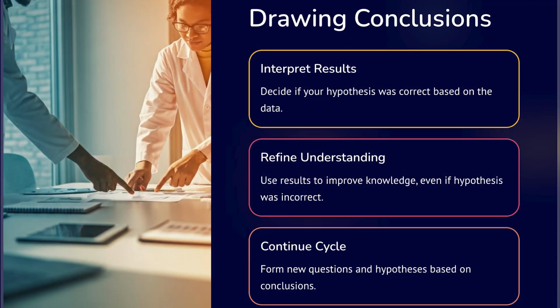Finally, we arrive at our conclusion. Based on the data, you decide whether your hypothesis was correct or not. If it was, great. You've learned something new about chemistry. If not, that's okay too. It's a chance to revise your hypothesis and run more tests. Even when the hypothesis isn't supported, it's still valuable because science is all about refining our understanding of the world. This is how discoveries are made.